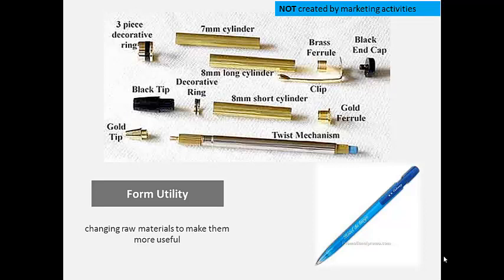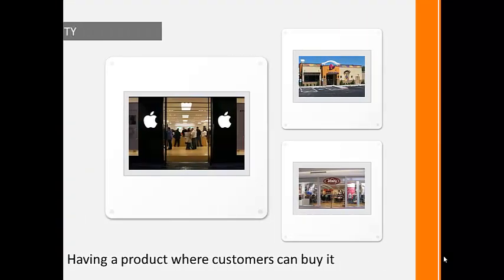Form utility involves changing raw materials into usable goods or putting together parts to make them more useful. The manufacturing of products involves taking things of little value by themselves and putting them together to create more value. Form utility involves making products that consumers need and want. Place utility involves having a product where a customer can buy it. Businesses study consumer shopping habits to determine the most convenient and efficient locations to sell products.